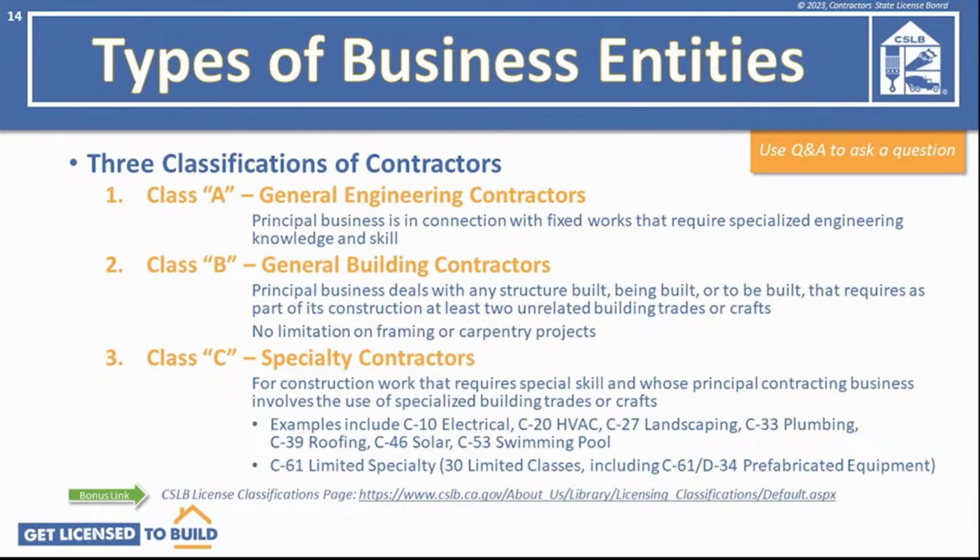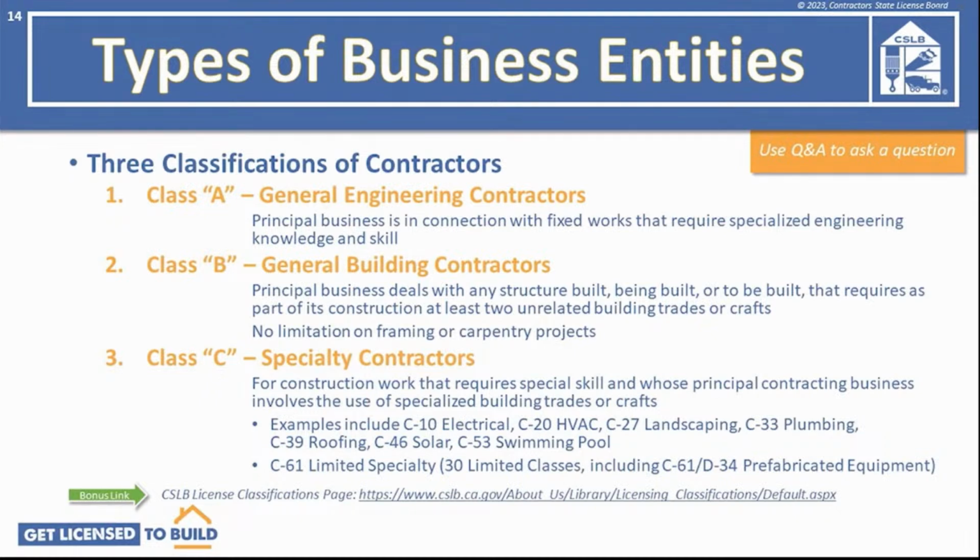B contractors have a principal business dealing with any structure built, being built, or to be built that requires as part of its construction at least 2 unrelated building trades or crafts. In other words, a B contractor shouldn't take a prime contract for any project involving trades other than framing or carpentry unless the prime contract requires at least 2 unrelated building trades other than framing or carpentry. There is no limitation on B contractors to stop them from taking on projects that only include framing or carpentry.